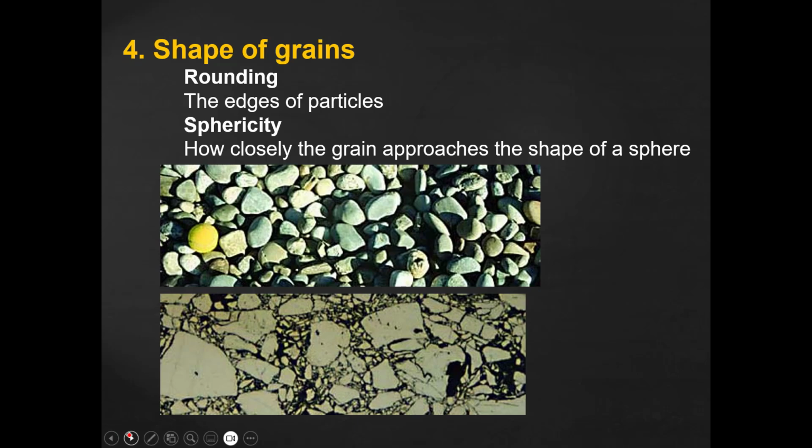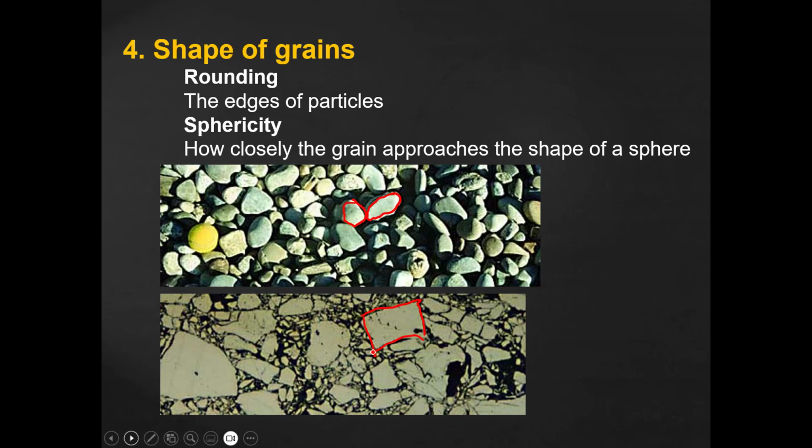Okay, so the next one is the shape of the grains. And basically we're talking about the roundness of the grain. If you look at the individual grain, then you can see that this one here is pretty well rounded, like this one too. On the other hand, if you come down here, most of the grains are very angular, which means that they didn't get rounded.